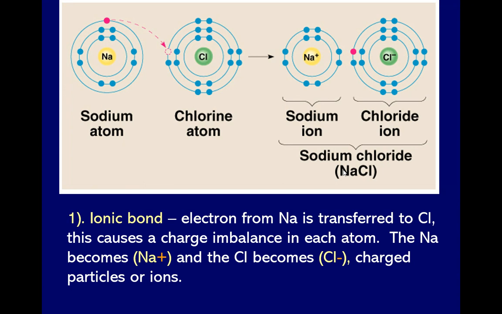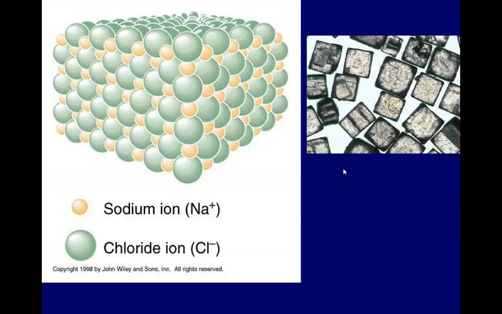So, electron from sodium is transferred to chlorine and this causes a charge imbalance in each atom. The sodium becomes positive ion or sodium ion and the chlorine becomes chlorine ion, charged particles or ions. So, this is how the sodium and chlorine is arranged, okay, as a compound. So, ano siya? Ano sodium chloride? Salt. So, that's an example of rock salt. Di ba nakita niyo rock salt? May pagka-cube siya.